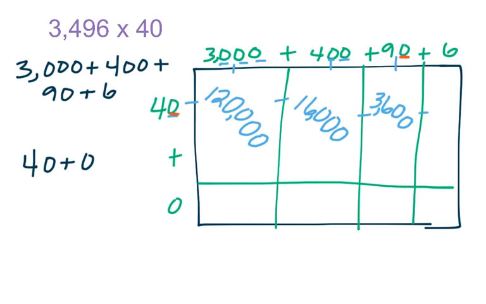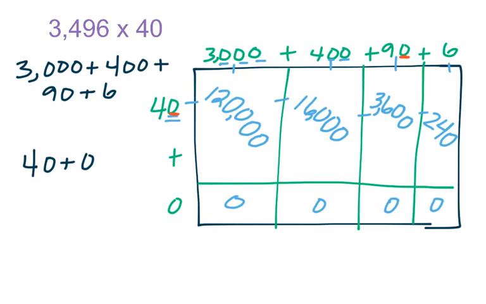Final column here, we have 40 times 6. Well, 4 times 6 is 24, times 10 is 240. And then again, my bottom column is super easy for me right now. 0 times 3,000 is 0, 0 times 400 is 0, 0 times 90 is 0, 6 times 0 is 0.